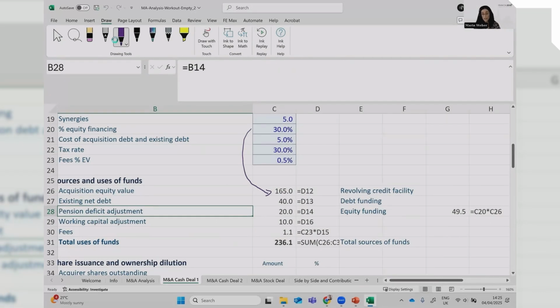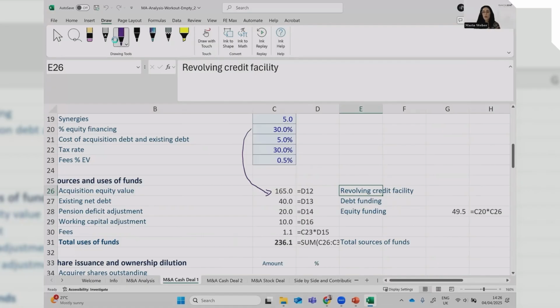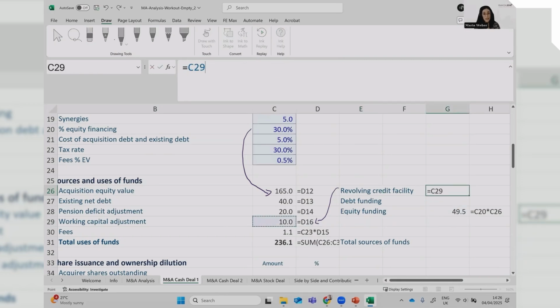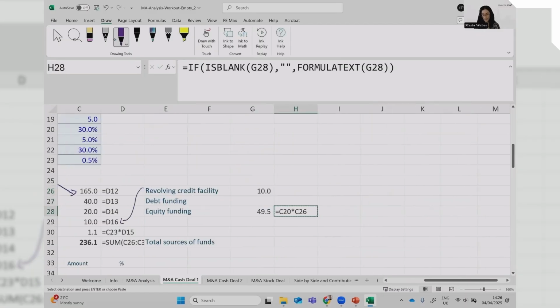Then I've got two types of debt here. I've got debt funding, so you can think of this as long-term bank loans or bonds. And then I've got an RCF. A revolving credit facility is typically used for shorter term things, things that fluctuate because you use it, you repay it, you use it, etc. So this RCF is going to be used for that working capital adjustment. So the revolving credit facility, we've got the working capital adjustment being financed by the RCF.